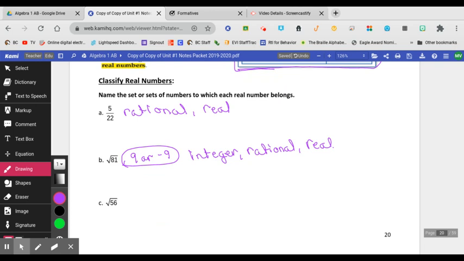Square root of 56 is irrational. It's a never-ending, non-repeating decimal. Also, it cannot be written as a fraction of integers, so it's irrational and real.